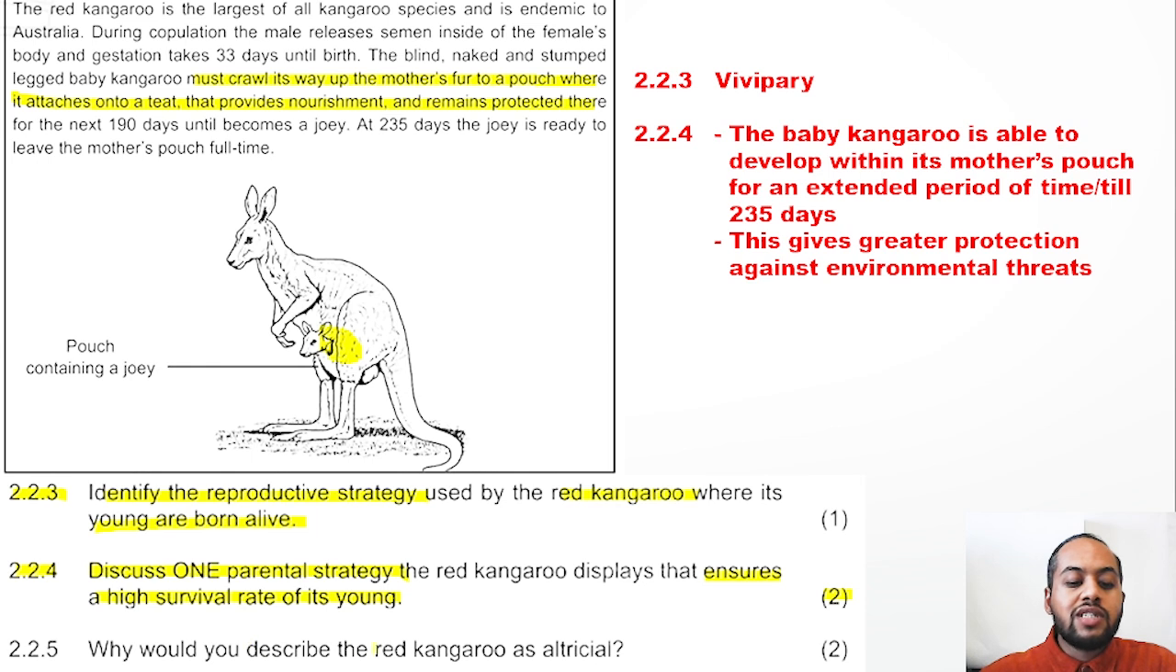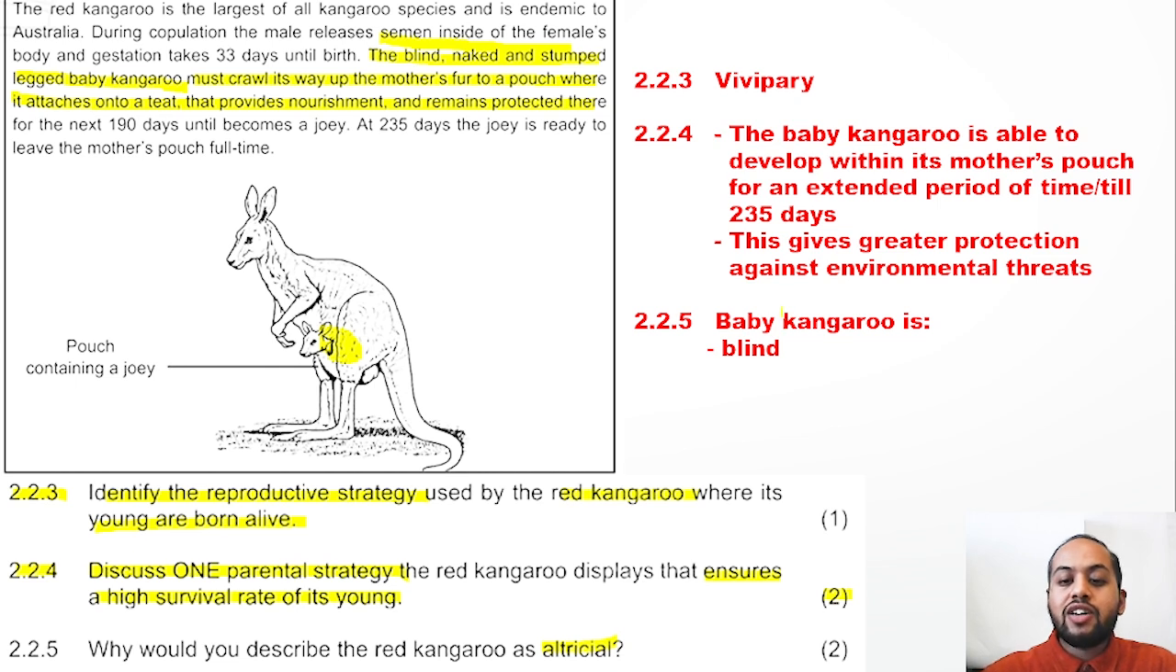2.2.5, while you describe the red kangaroo as altricial. So, why do we describe it as altricial development? If we look in the paragraph, it clearly states the blind, naked and stump-legged baby kangaroo must crawl its way up the mother's fur. Blind, naked and stumped. That is a clear indication.